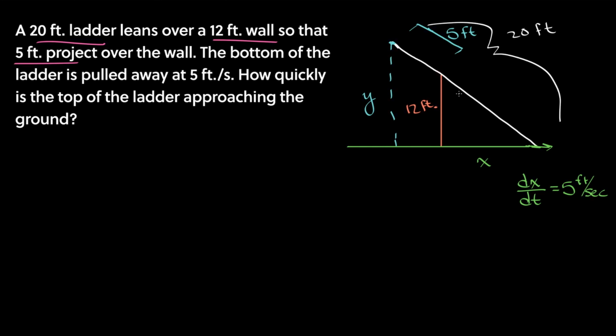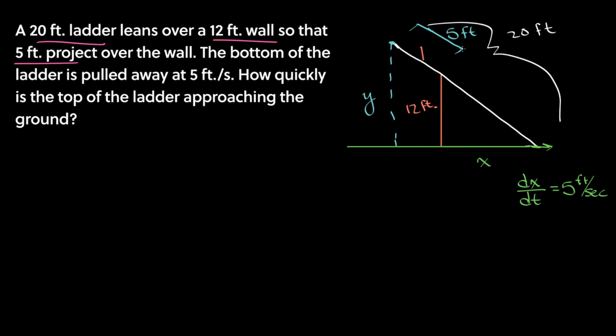So let's see, do we need anything else? Well, I think maybe one thing to consider too is, okay, we're told 5 feet are overhanging this wall to start off, but will it continue? Will that same 5 feet be overhanging the wall throughout this whole time when we're pulling away the ladder? Well, no. As we pull away the ladder, this length that overhangs the wall is going to be changing. So that's going to be changing with respect to time too.